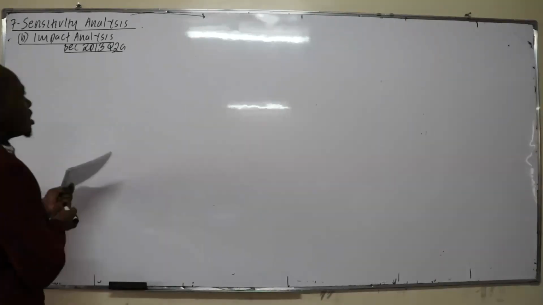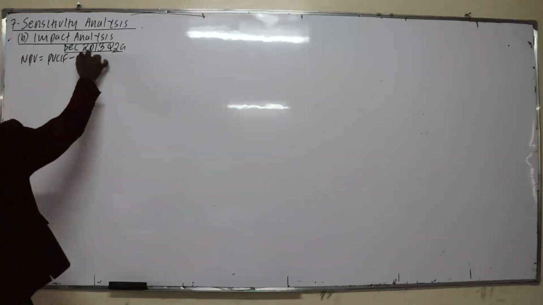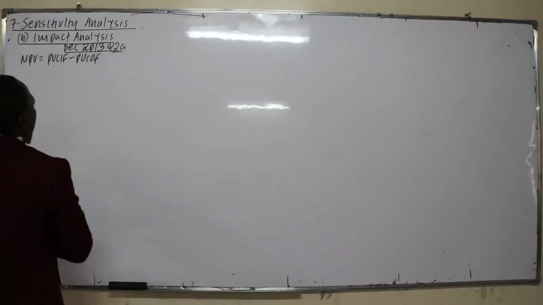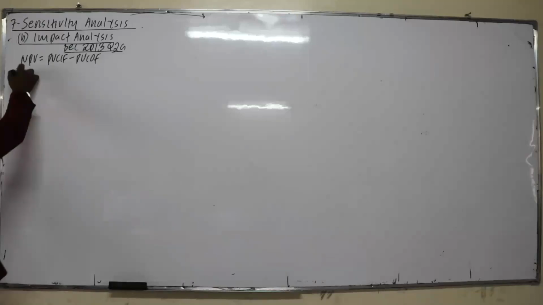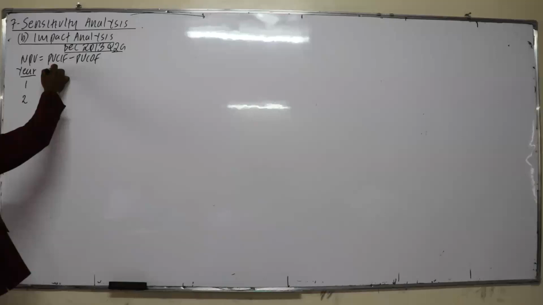So now let's evaluate this. Under impact analysis, we need to compute the percentage change in NPV. So how do we get NPV? It is the present value of cash inflow less the present value of cash outflow. The project is for 2 years. So we have the period, that is, year 1, year 2. Then we get the cash flows.